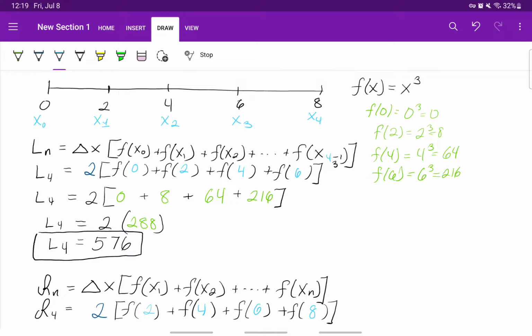And the reason we're going up to 8 in this case is because if we plug the value of n, which is 4, down here, we can see that this will be x sub 4. It's to the right, so you're going to look at every right point. This is a right point, that is a right point, that is a right point, and this is a right point.